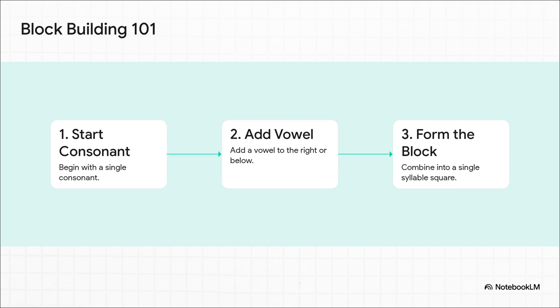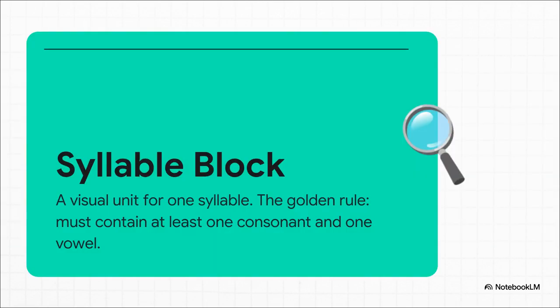Consonant plus vowel equals a syllable. And there you have it. A syllable block is just one little box for one syllable of sound. The golden rule is that every single block has to have at least one consonant and one vowel. And that's exactly why we need our silent placeholder for words that start with a vowel sound. See how it all connects?